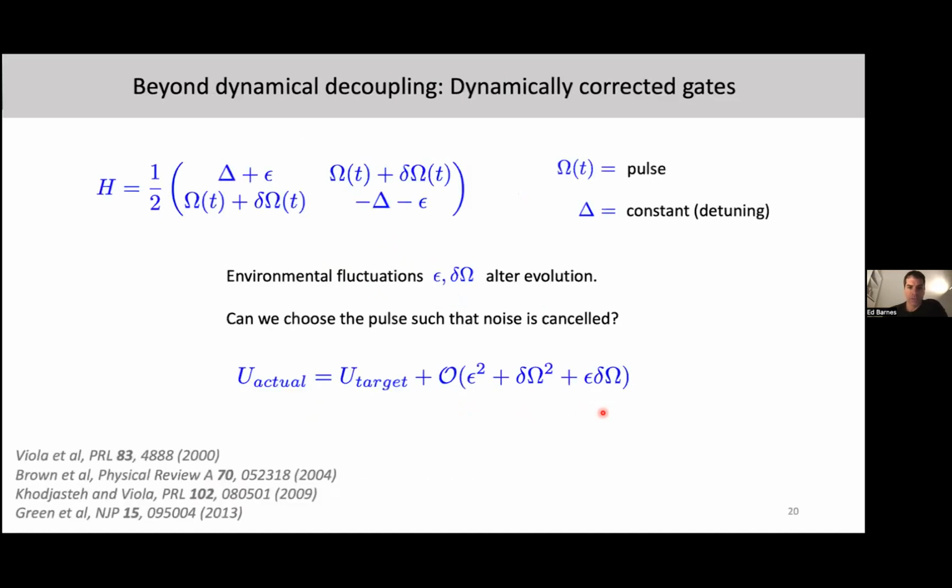So what if we have noise afflicting the qubit while we're doing this gate? Imagine we have fluctuations in the detuning parameter, epsilon, and possibly fluctuations in the control field itself, delta omega. Can we find smart choices of omega of t such that these effects are eliminated as much as possible from the final evolution, so that the actual evolution realized is the target gate that we want, and the deviations caused by the noise are suppressed? Here I've assumed they've been suppressed at first order, but perhaps you can cancel second order effects as well. And so the question is, how do we choose this pulse such that the first order effect, or higher order effects, are canceled? This is essentially what spin echo and things like CPMG are doing in the case where you're just trying to implement an identity gate.